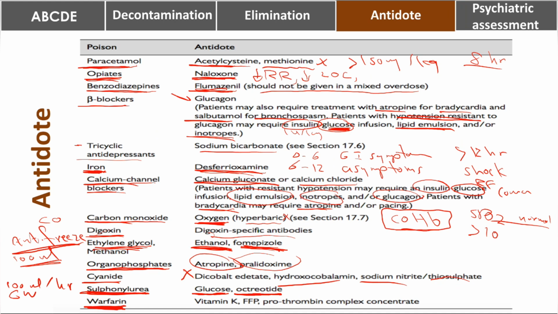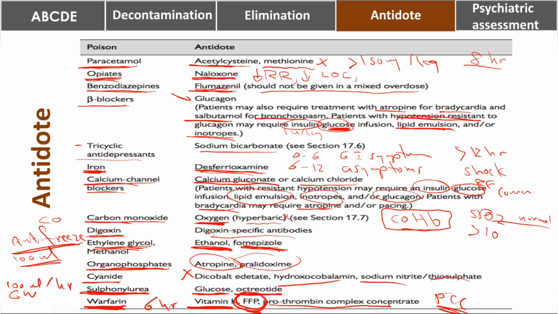Warfarin. If a patient has taken warfarin and the INR is high, you have to give vitamin K. But usually vitamin K needs about 6 hours to reverse the effects of warfarin. So if the patient is actively bleeding, it is better to give prothrombin complex concentrate, PCC. If not available, give fresh frozen plasma. Fresh frozen plasma contains every clotting factor that you need to stop the bleeding from the warfarin effect.